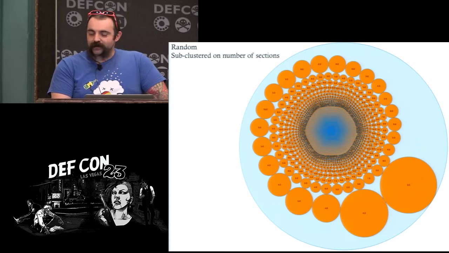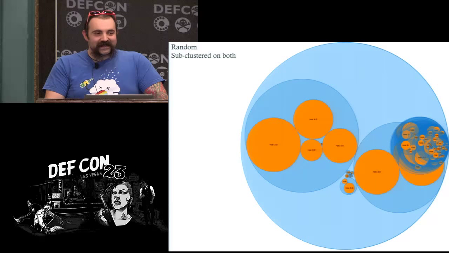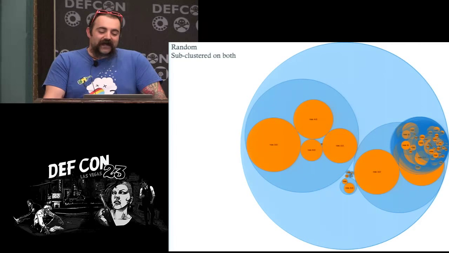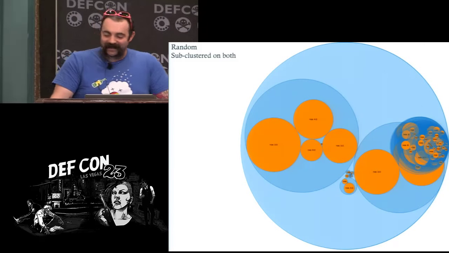So once again, subcluster number of sections, and this is the one that I broke. This is where D3 just simply said, I give up. Or you're doing it really wrong. And it might very well be that I was doing it really wrong, but it cried.